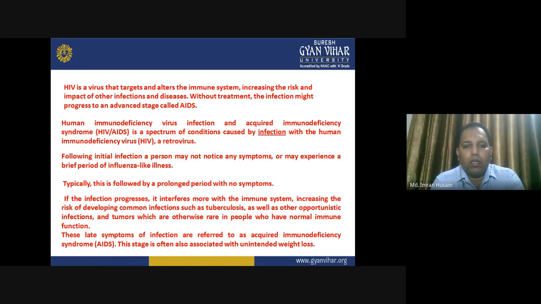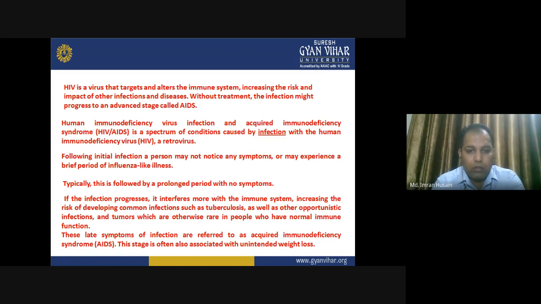Following initial infection, a person may not notice any symptoms or may experience a brief period of influenza-like illness. So, when this type of virus is trying to infect an individual, that individual at the start just experiences some minor illnesses that are not very noticeable in nature.